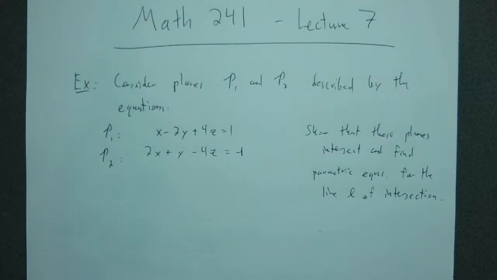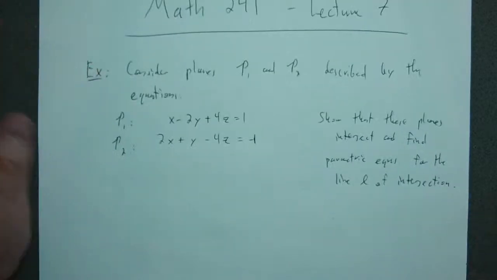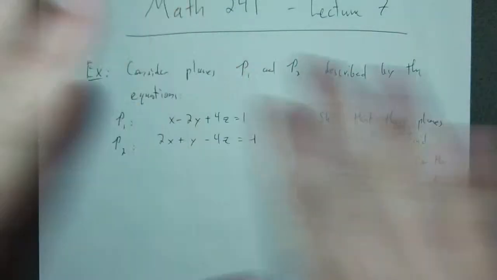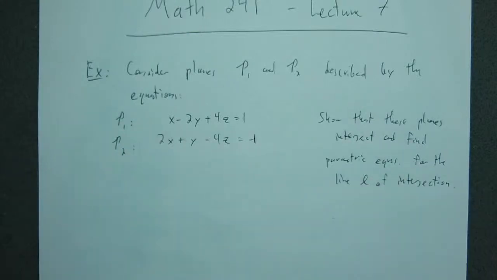Okay, so what do I do here? We mentioned last time if you have two planes in space, they're either parallel, meaning they don't intersect, or they're not, right? So they do intersect. And if they intersect, they intersect in a line.